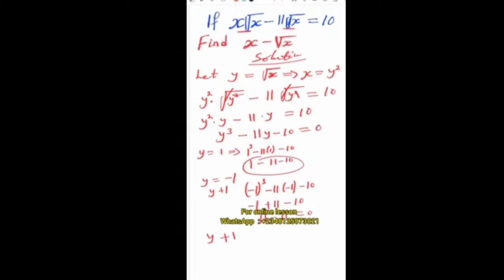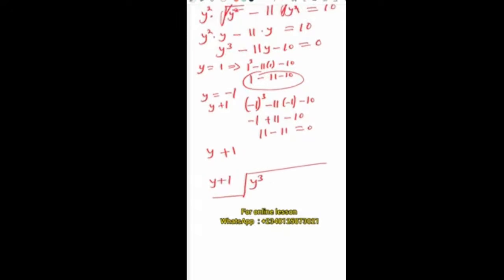So if we use this one to divide this one by polynomial division, we're going to use what is called synthetic division, okay? So put y plus 1 here. Now we have y cube minus 11y minus 10. So let's go.